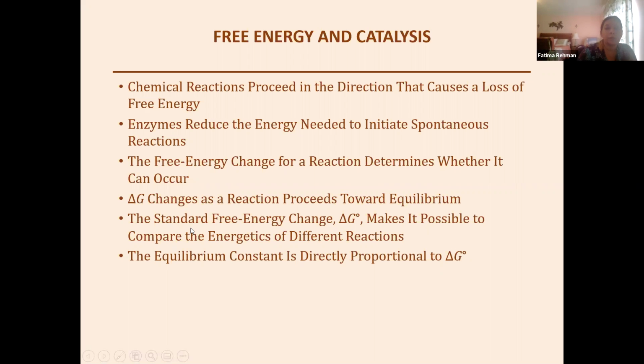So the standard free energy change is what we compare to look at the energetics of different reactions, how much total energy is getting produced or absorbed into the reaction. The equilibrium constant that we get is going to be directly proportional to delta G, or change in free energy. So if it is spontaneous, you will see a higher equilibrium constant.